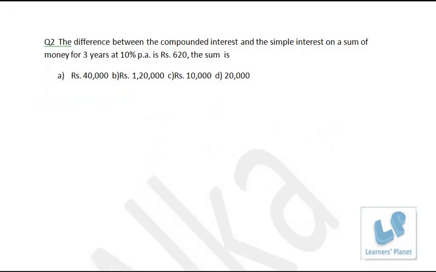Now this question: the difference between the compound interest and the simple interest on a sum of money for 3 years at 10% per annum is 620. What is the sum? So friends, after attending so many sessions, I expect that this sort of problems you should be able to do mentally. You don't need paper and pen to solve this sort of problems, right? You have attended the basic sessions of interest, you have attended the sessions of data interpretation, so you should be able to do this, right?